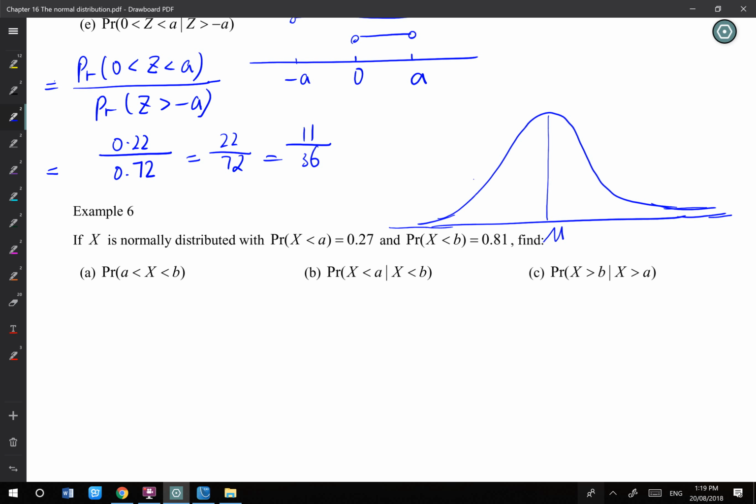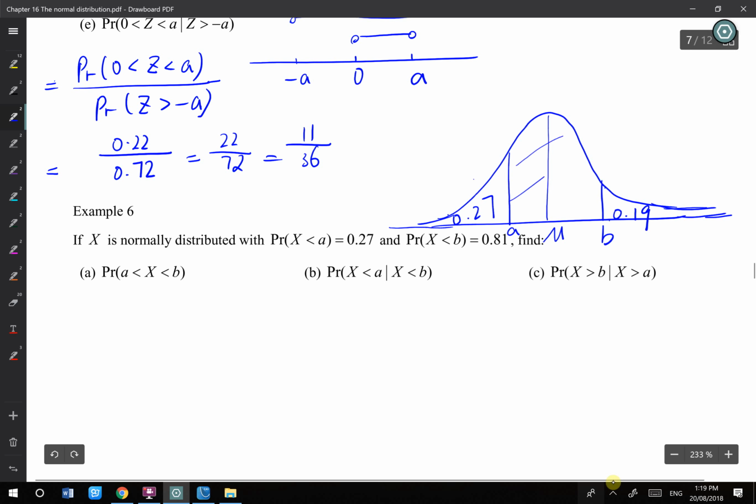So if it's 0.27, that's approximately here. That's A. So 0.27 here, less than A. Okay, and B. B must be left-hand side or right-hand side? Right-hand side, right? Less than B is 0.81, which is approximately here with 0.19 for this area. 1 minus 0.19 gives you 0.81.